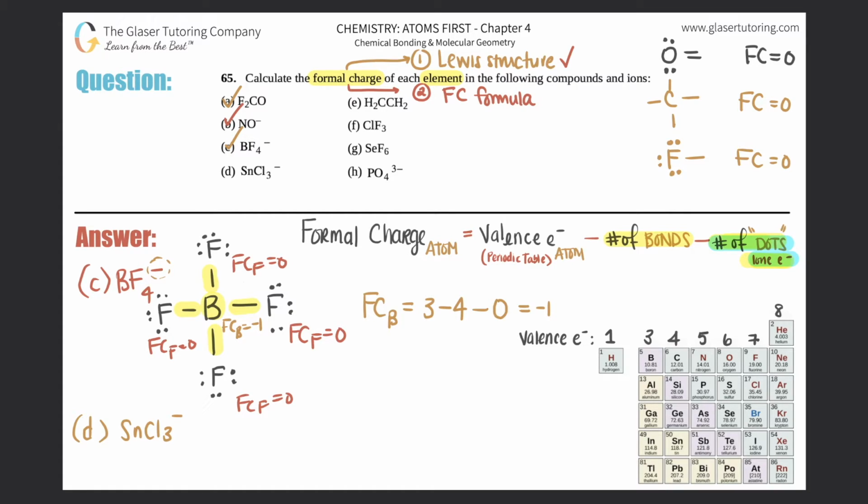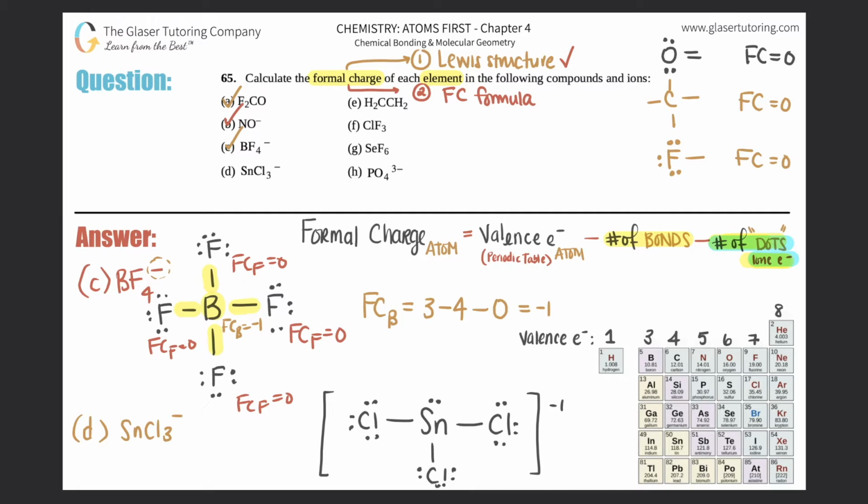SnCl3 minus. There's a negative charge, which means that somebody has to have a charge. And let me draw it. So we have tin, which has this. We have 3 chlorines like this. Each chlorine has the 3 pairs around it. And then tin should have 1 pair like that.